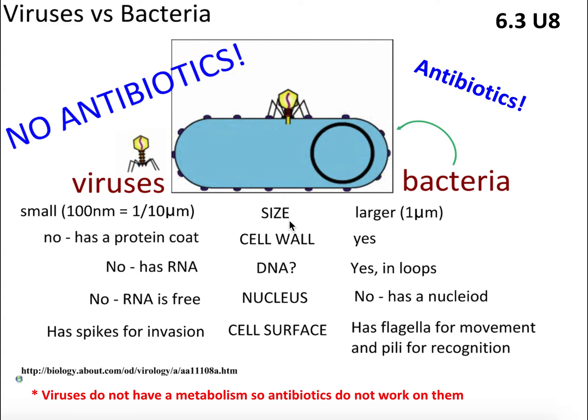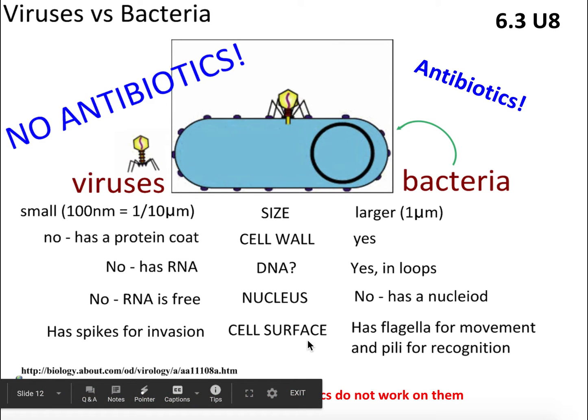If you notice here first the size, bacteria are usually a bit larger. Bacteria have a cell wall where viruses don't. They have a protein coat. Bacteria do have DNA in loops, the plasmid loops, where usually viruses don't have DNA, they have RNA. Bacteria do not have a nucleus because they're usually a prokaryote, so they have a nucleoid, the DNA loop, and they don't have a nucleus, no organelles. And then viruses also do not have a nucleus. The RNA is floating around freely.